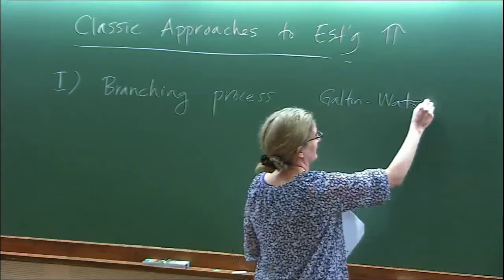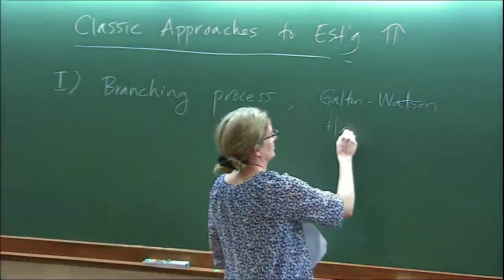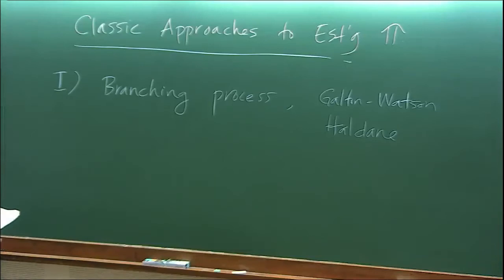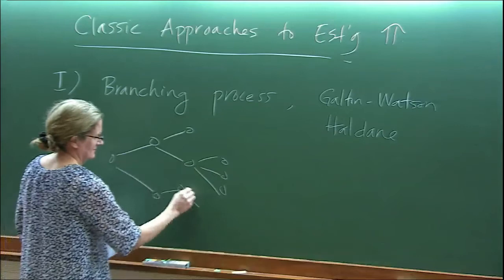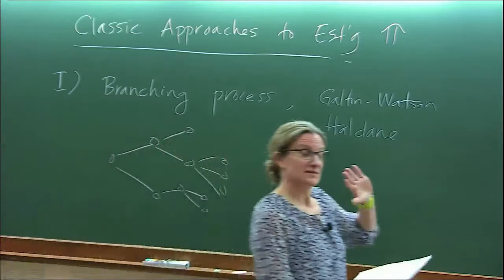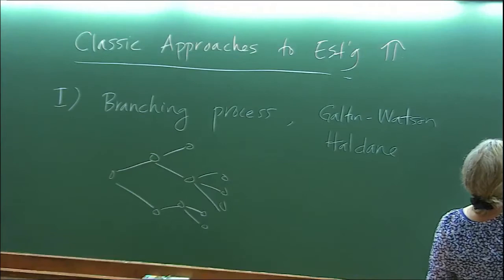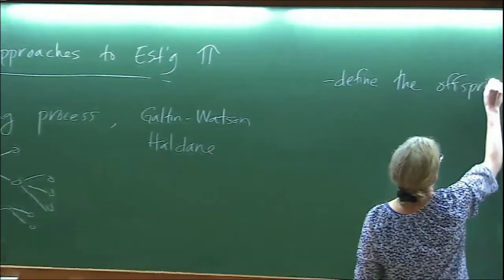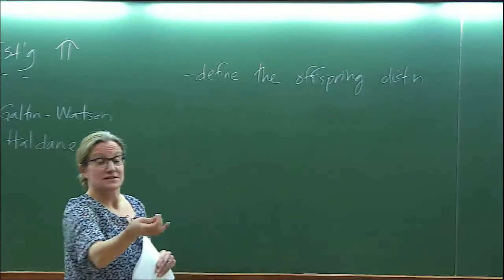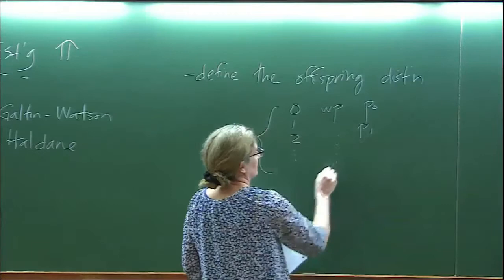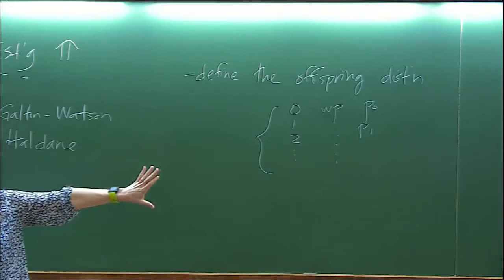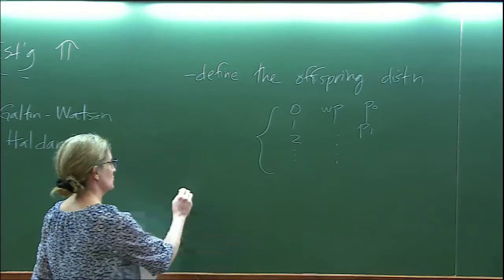the polymath, and the vicar, and brought to population genetics by Haldane in the late 1920s. The picture's like this, individuals having more individuals, et cetera. What we have to do to use this is define the offspring distribution, which you've seen many times now: an individual has zero offspring, or one, or two, with probability P0, P1, etc. Once you've defined that, you just write the probability generating function and find its fixed point, and we're good.